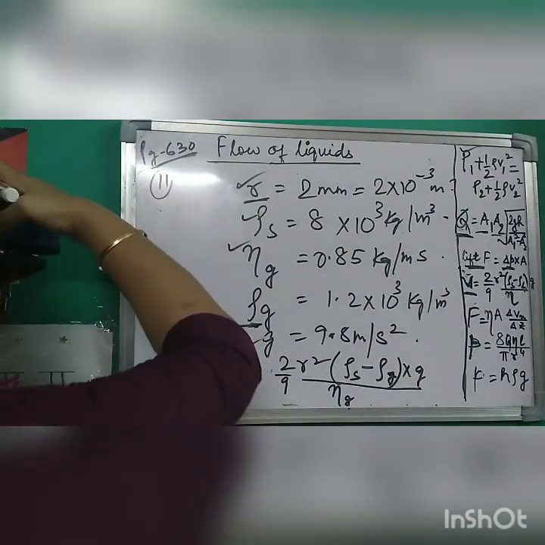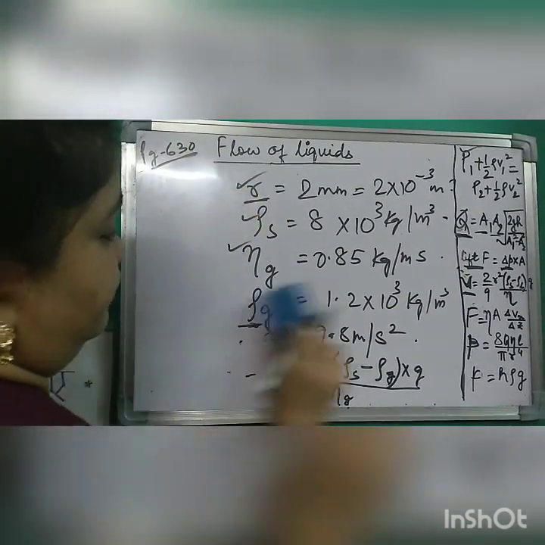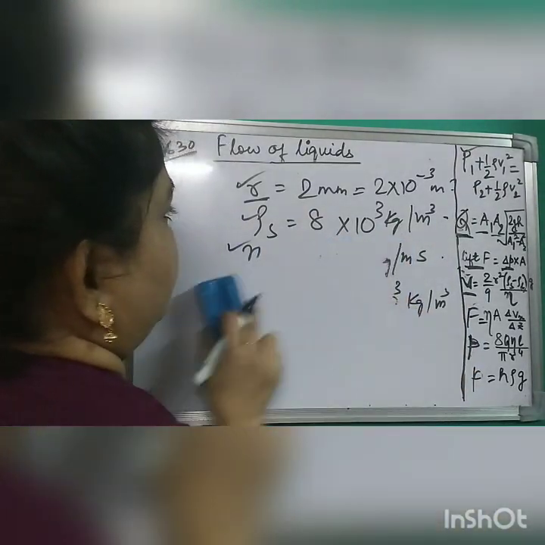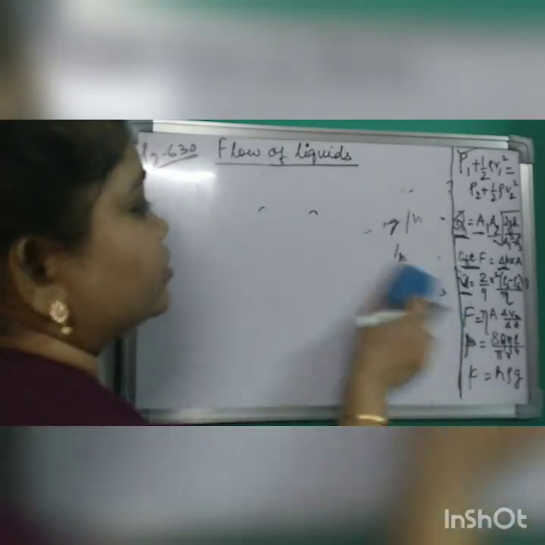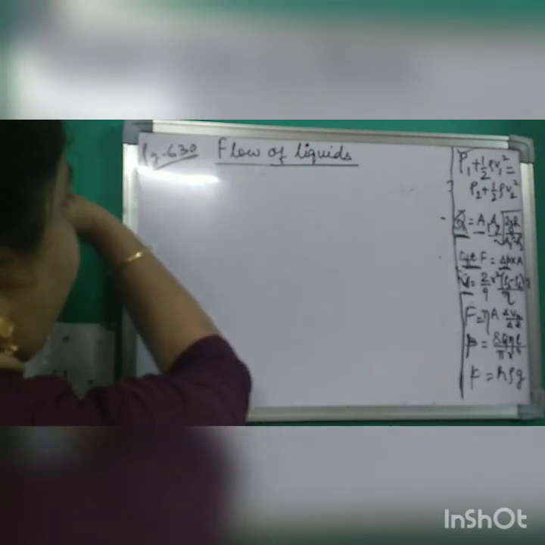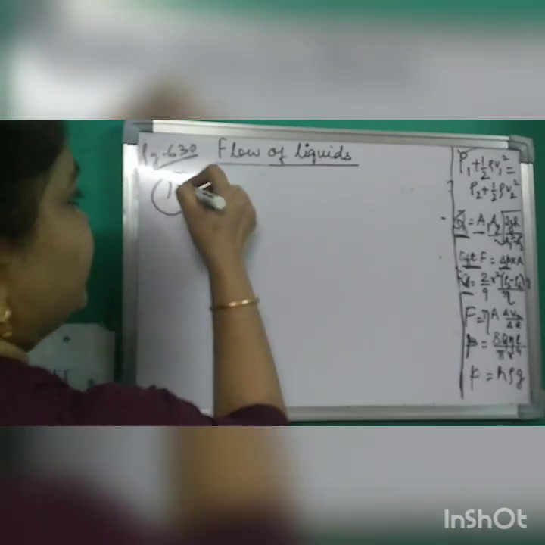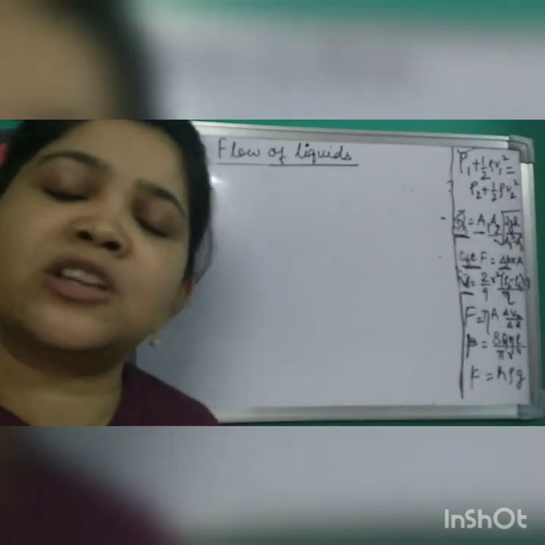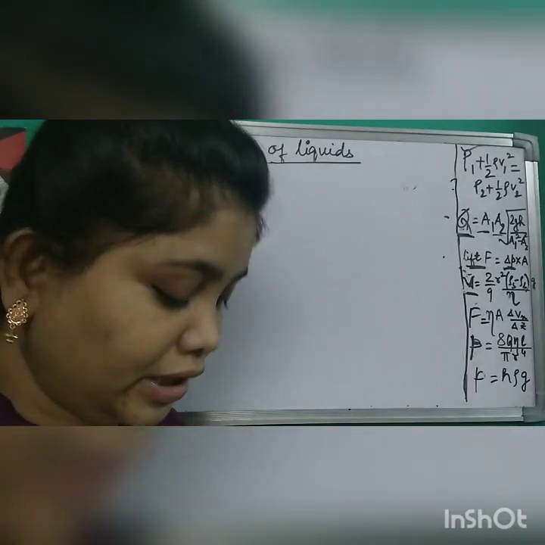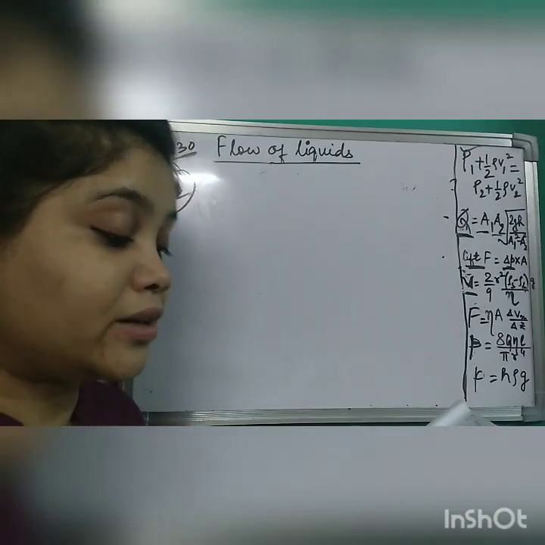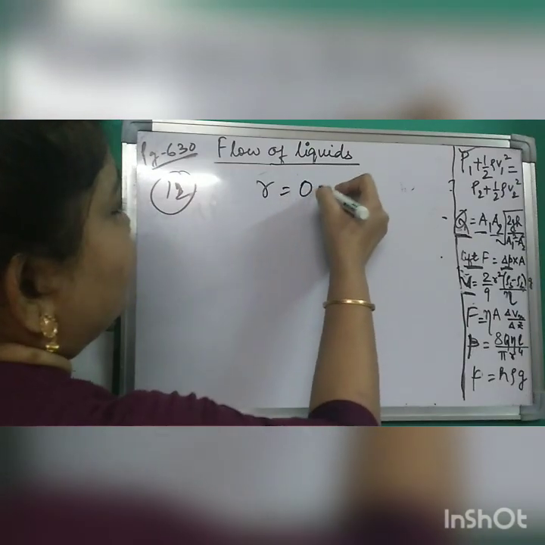Okay, so let's do sum number 12. So with these terminal velocity sums, students, you have to just find out the physical quantities. If you can identify the physical quantities, just put them in the formula, solve, and you get the answer. Okay, next, an iron ball. Again, who is the solid? Iron ball of radius 0.3 centimeter. So what is the radius?